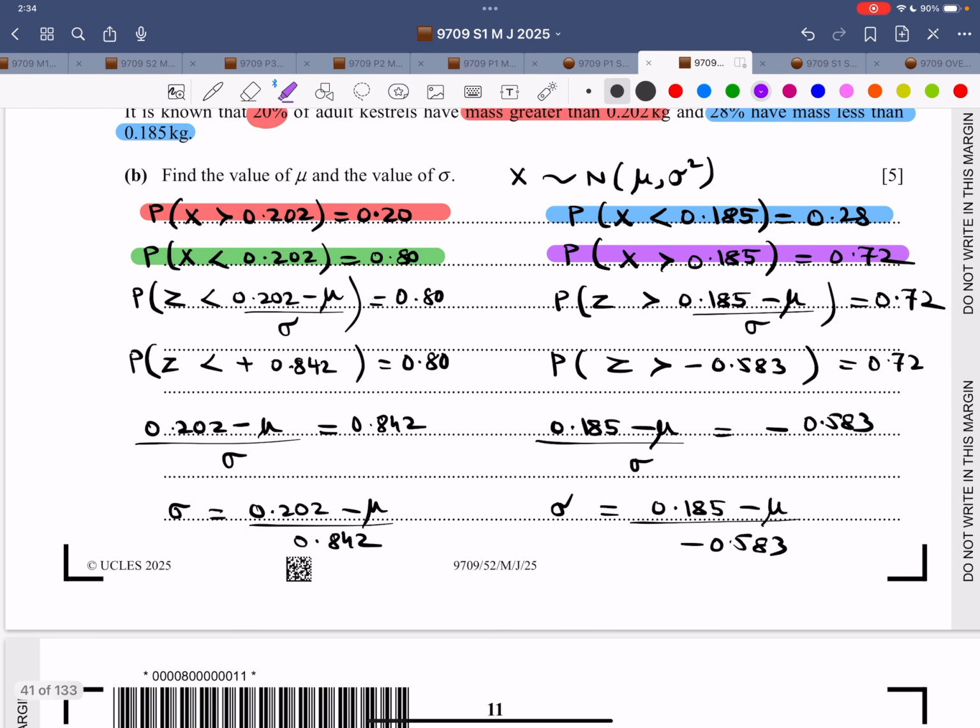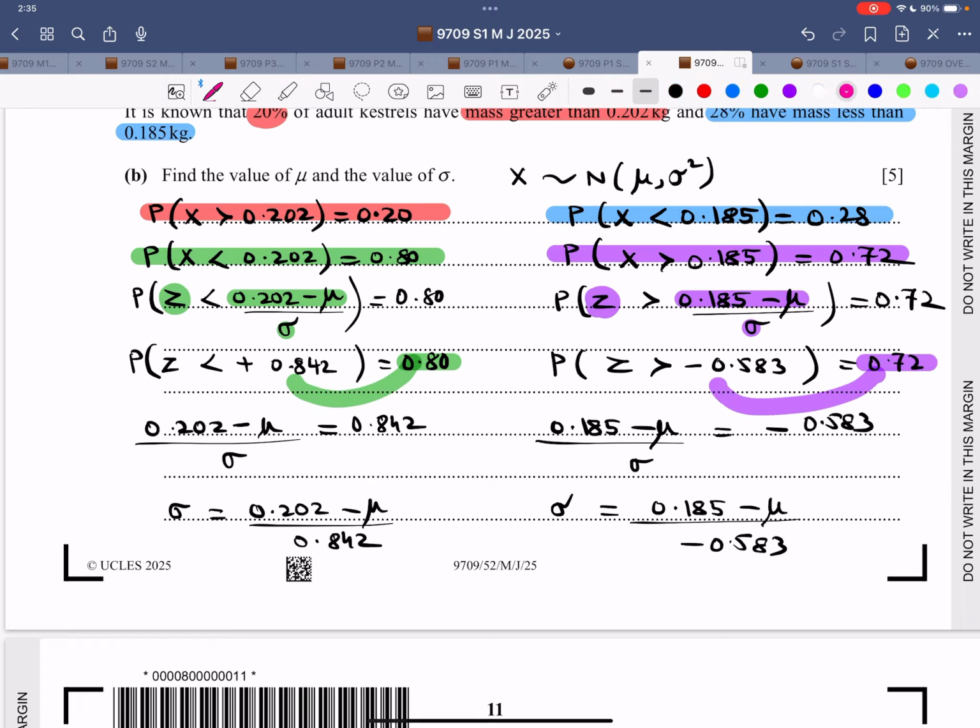So now the green thing, what does it become? The green thing, you change it into z. You standardize in terms of mu and sigma. We are looking for the value of mu and sigma. And then, for 80% probability, we read this value from the table. Similarly, over here, we standardize, and for this particular probability, we read off this value.